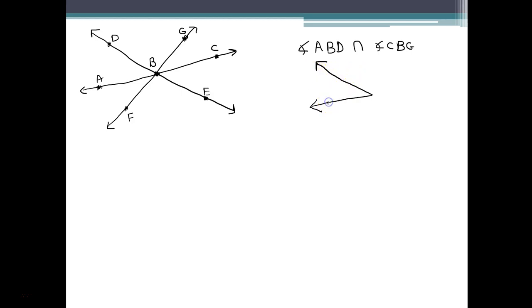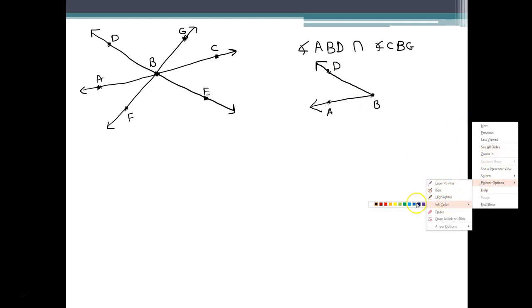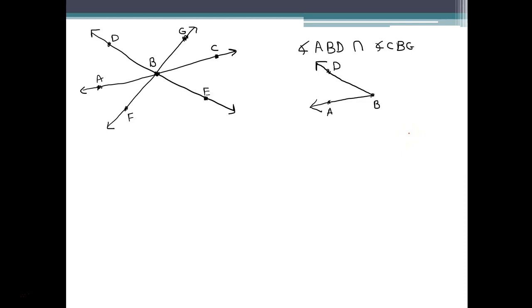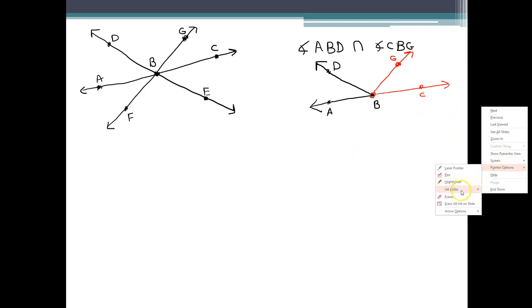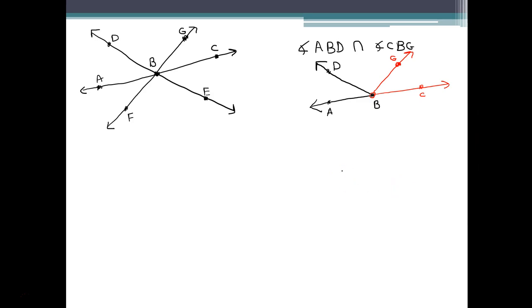ABD. And we want to see where this intersects CBG, so let me change the color here. This is red. So CBG looks like this. Okay, so remember with intersections, you are just looking at where they overlap, where they have the same stuff. In this case, the only overlap is at point B, because everything else is either solid black or solid red. At point B, you've got both the black and red existing together.